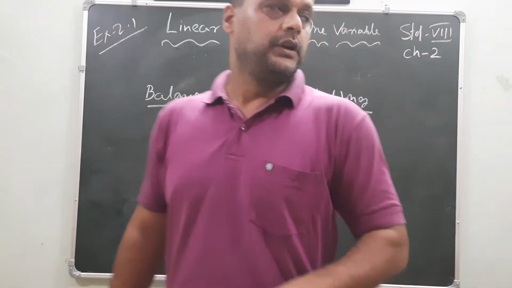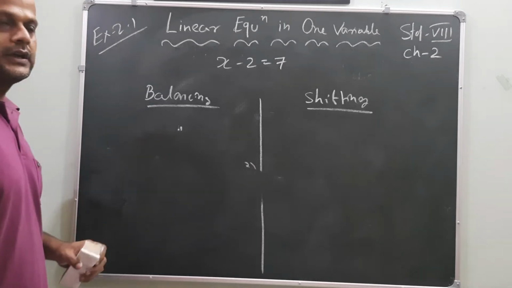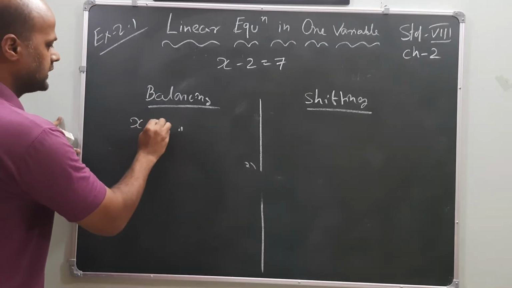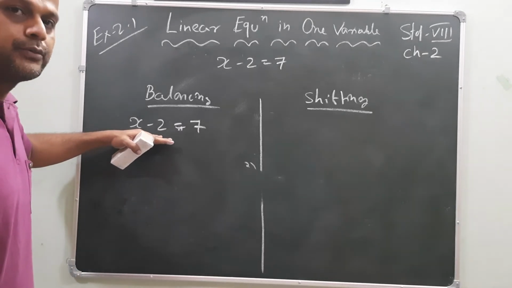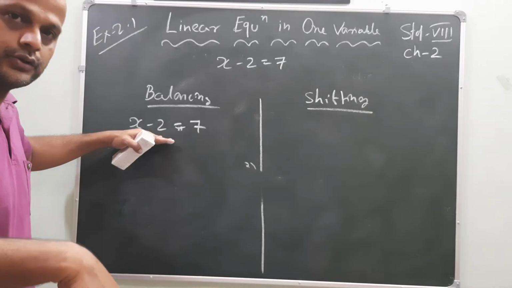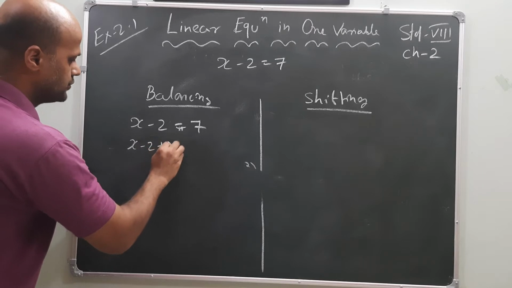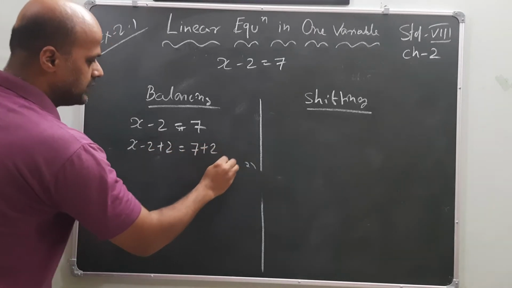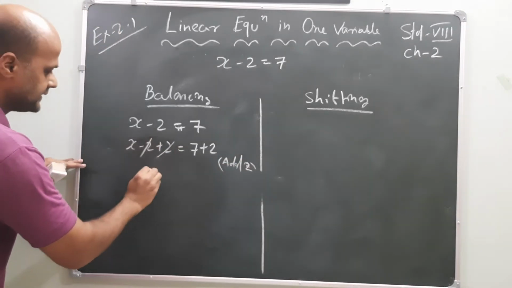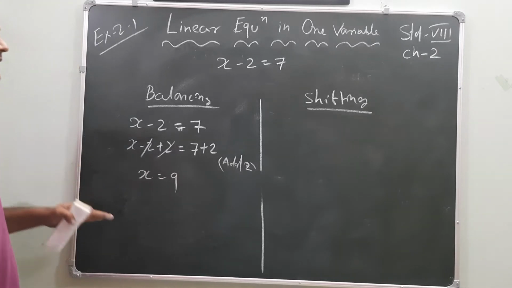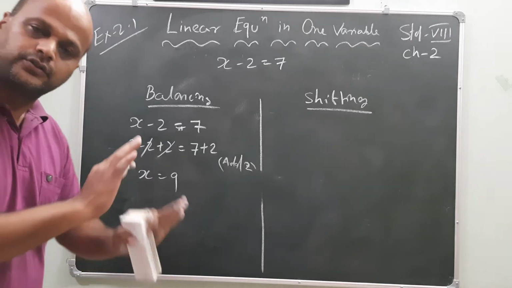Okay, so here the first one is x minus 2 is equal to 7. Balancing process: x minus 2 is equal to 7. To take out 2, what do I have to do? I have to add 2, but it has to be added on both sides. So x minus 2 plus 2 is equal to 7 plus 2. Add 2, you have to write here. Then 2 is cancelled. x is how much? 7 plus 2 is 9. This is the balancing procedure. After that, no step is there because only a single x is there.